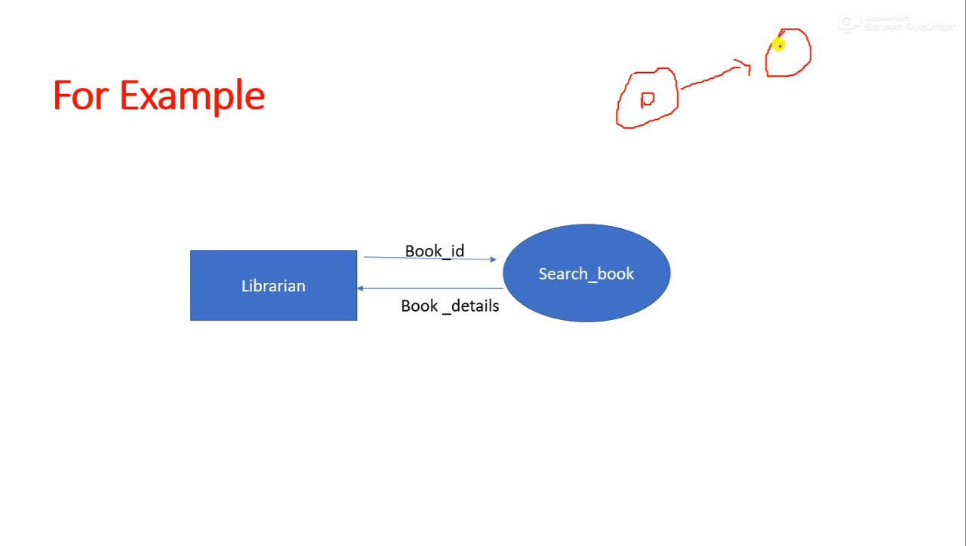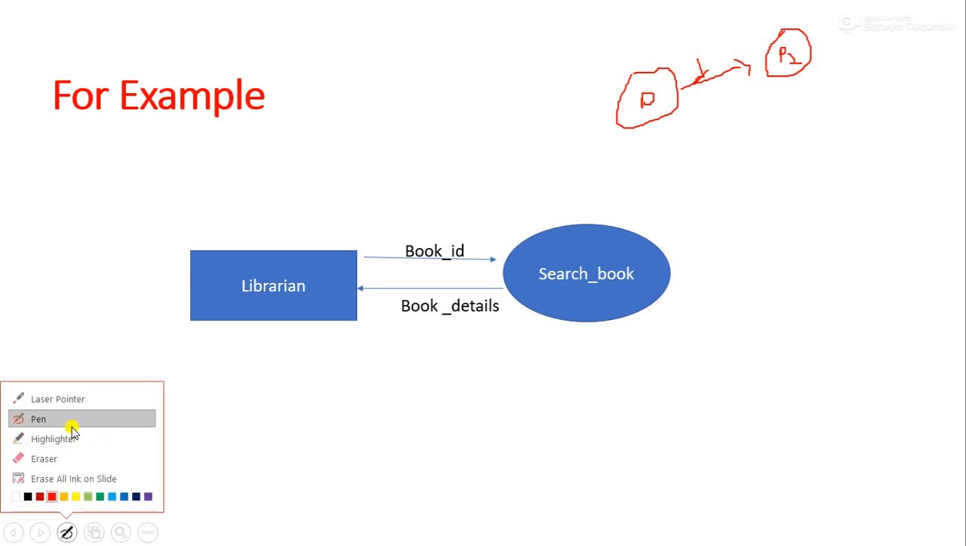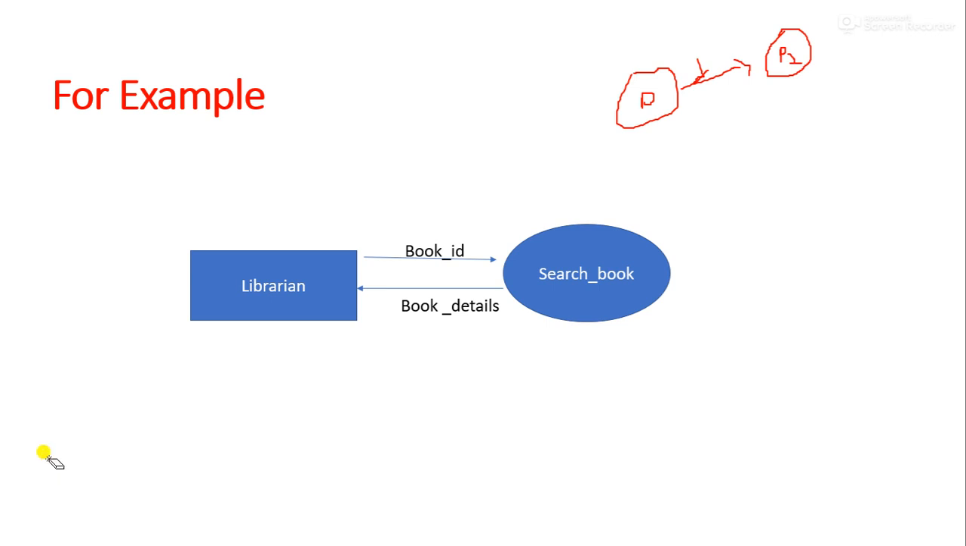So process to process we can use to represent like this P2. So this is how we need to write the name of data. So this is how we can represent the flow of data between process to process. We are going to see in our next slide how to represent the flow of data between processes.